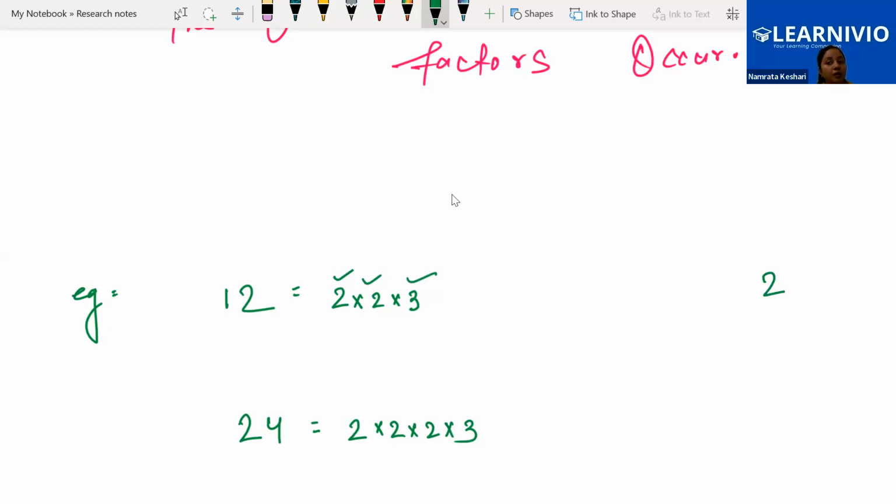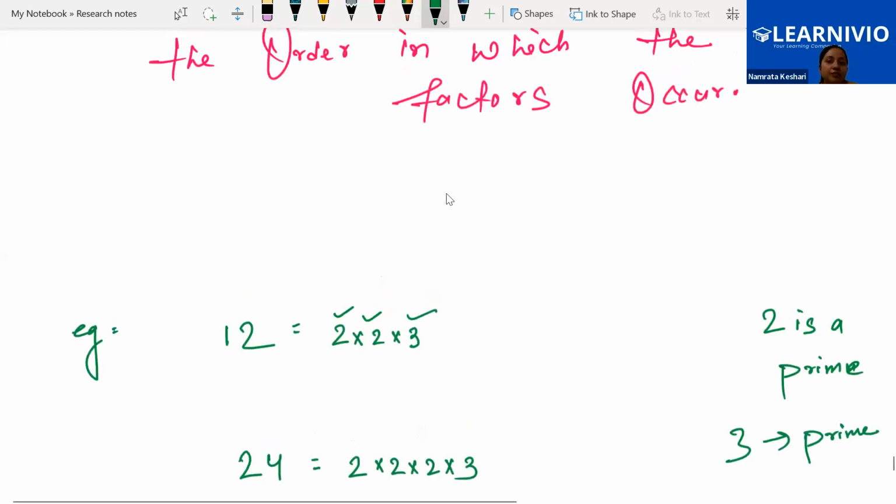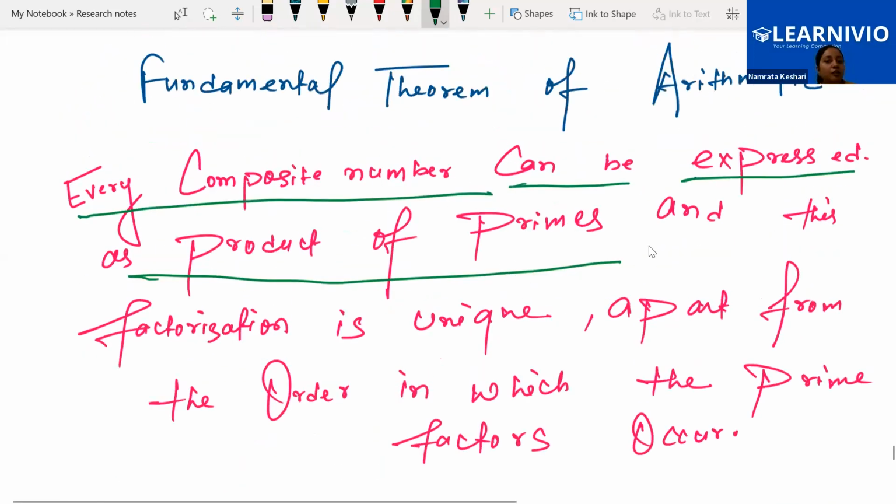2 is a prime number. 3 is also a prime number. So every composite number can be expressed as a product of primes. This much is clear to us. Yes, we have taken two composite numbers and we have checked. We are getting the product of primes only. Yes, that is applicable for every composite number. So every composite number can be expressed as a product of primes. This much, the underlined part, is clear to us.